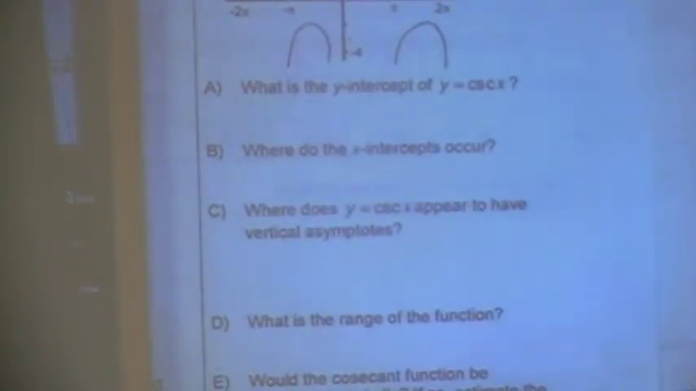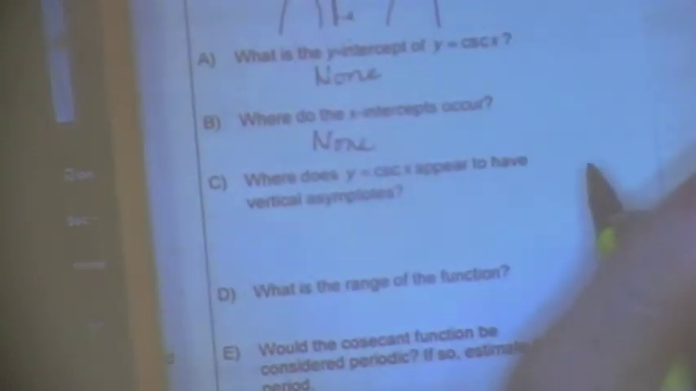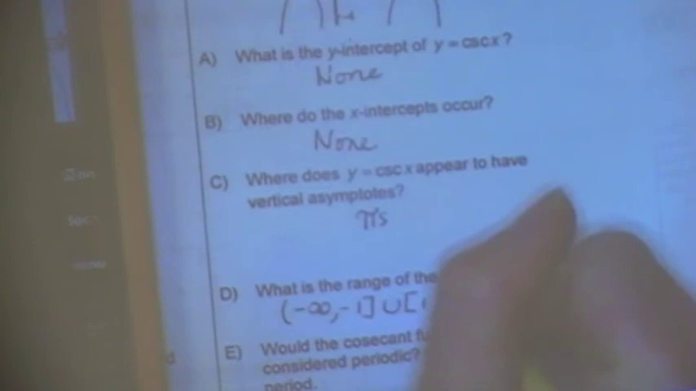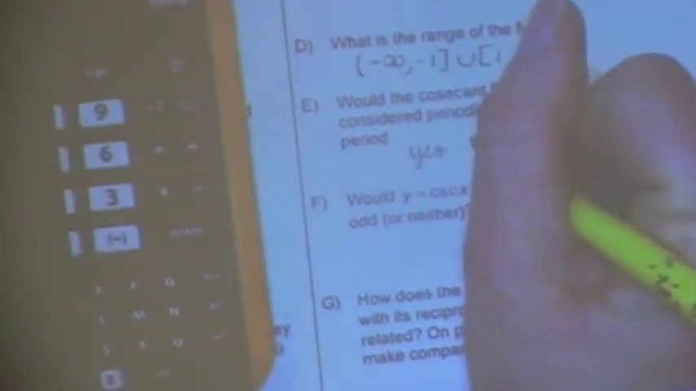What is the y-intercept? There's not one. What about x-intercepts? There isn't. Where are the vertical asymptotes? Pies. What is the range? Negative, we put in -1, one including two. Good. So it has the same range as secant. Is it periodic? Yeah. How often? Every 2 pi.